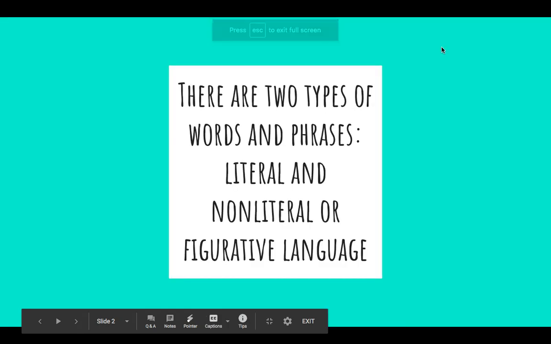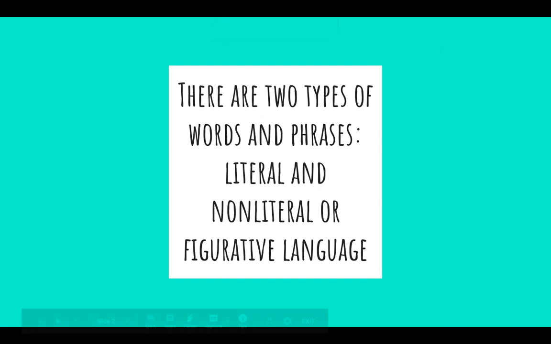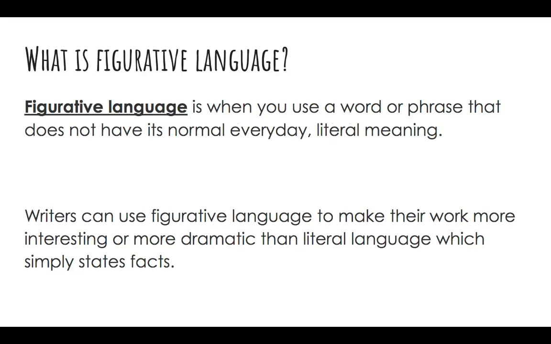All right. So, like I said, there are two types of words and phrases. The first is called literal, and the second is called non-literal or figurative language. Now you might be saying, Mrs. Smith, what is figurative language? Well, figurative language is when you use a word or a phrase that does not have its normal everyday literal meaning. Something like, I slept like a log, or I could eat a horse, are examples of figurative language.